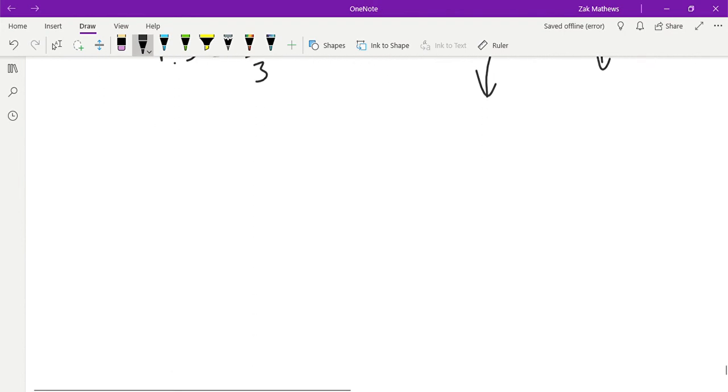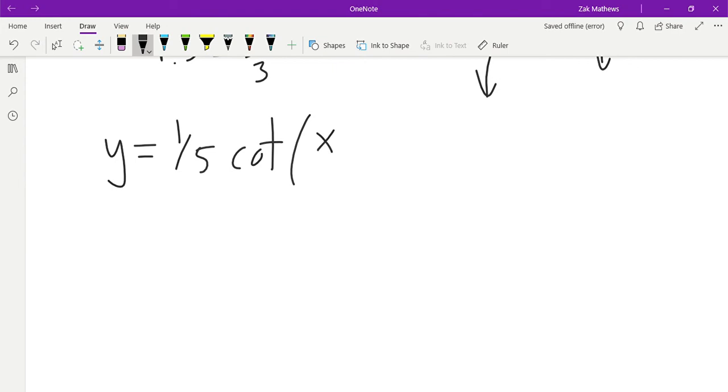Let's do one with cotangent. Let's take y is equal to, let's do a fifth cotangent of x over 2 plus pi over 3.